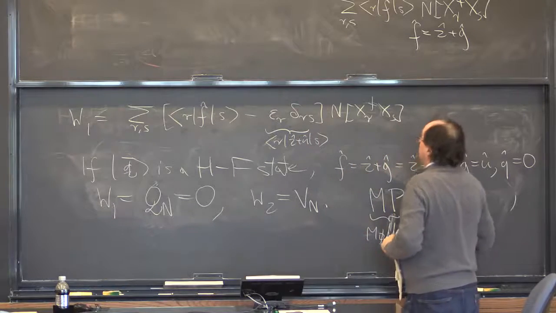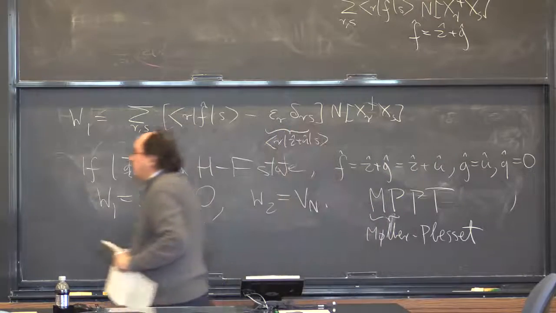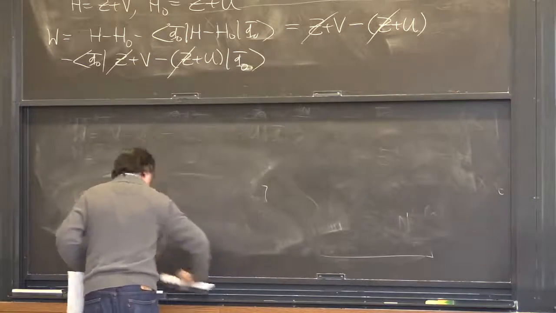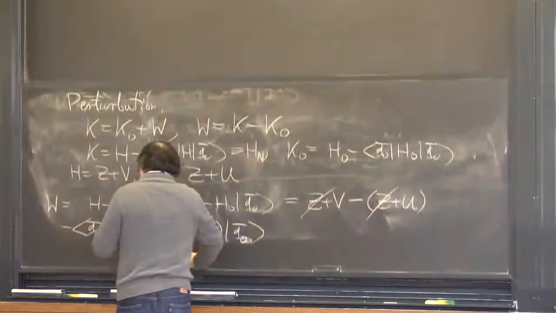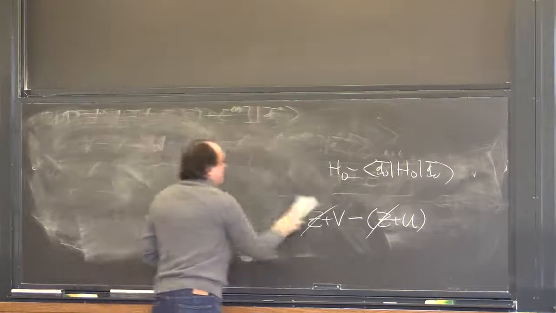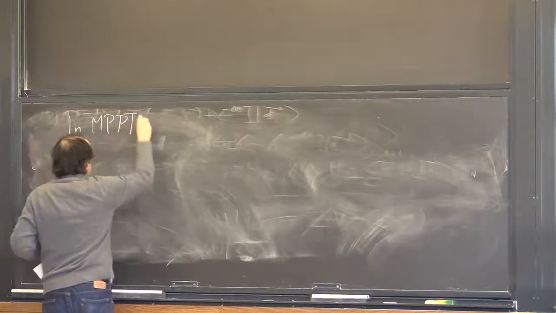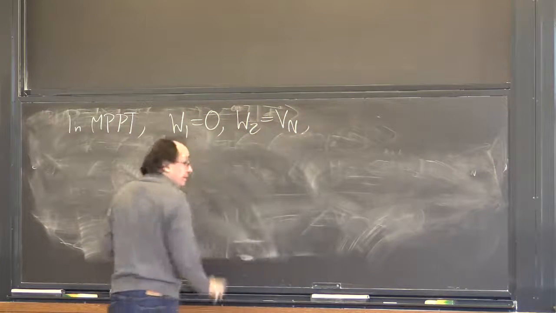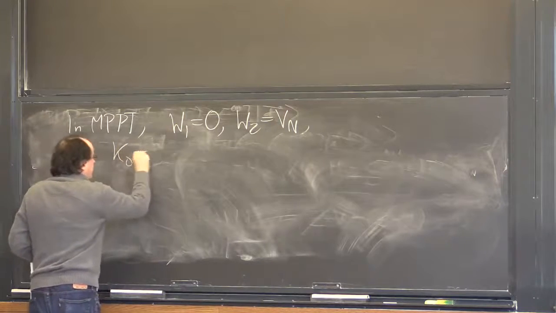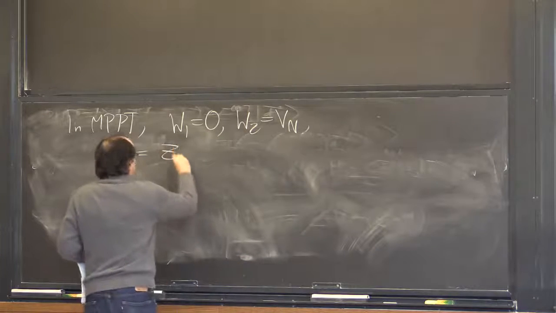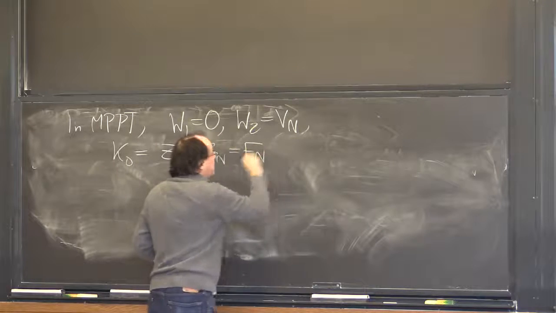Well, what happens then in this case? Let me continue, because that's an interesting case. So if we are in this Møller-Plesset regime, well then, in a Møller-Plesset regime, things begin to look familiar, actually. Because in this case, in MPPT, W1 is 0, W2 is V_N. What is H0? H0, you remember, was Z_N plus U_N, but if U is G, then it's Z_N plus G_N. What is Z_N plus G_N? It's a Fock operator in the normal-ordered form.